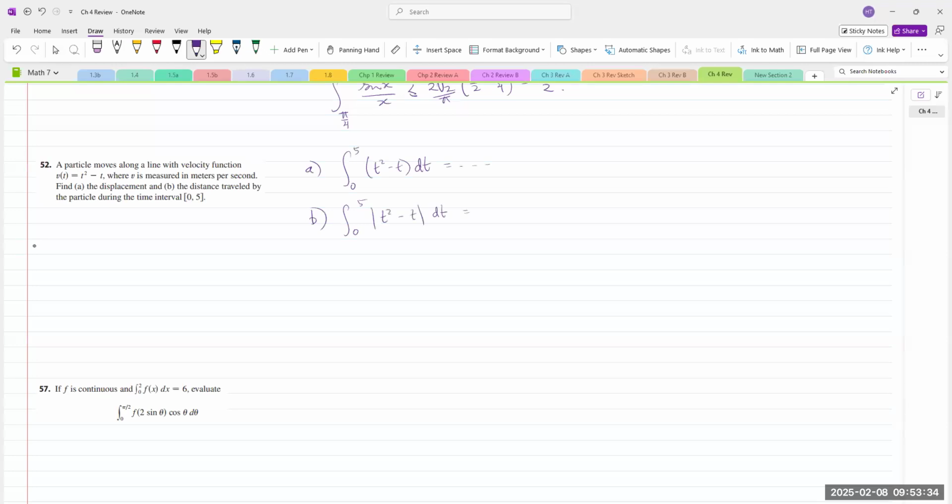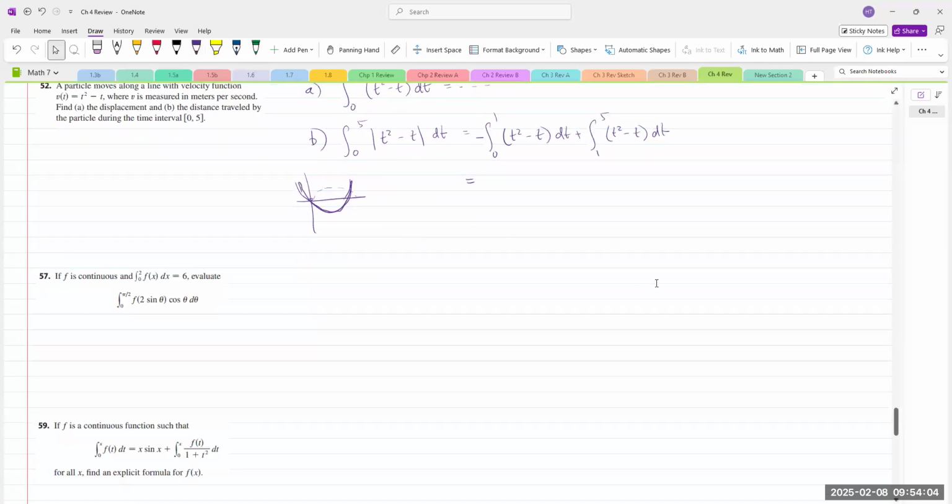Now notice that the t squared minus t graph looks like this. When we do the absolute value, then between 0 and 1, you need to flip that, right? So this is the integral from 0 to 1, we flip that. Then between 1 and 5, we don't need to flip anymore. Okay, you compute that from there.